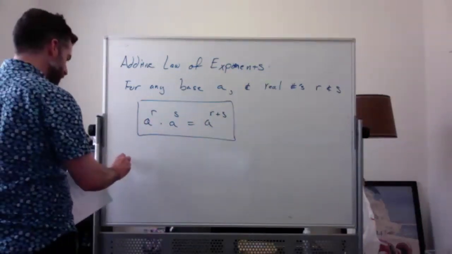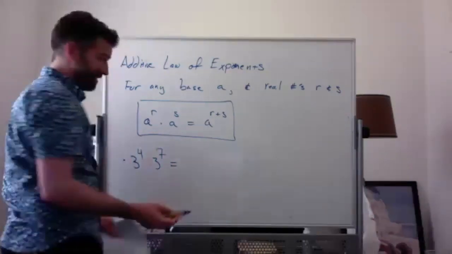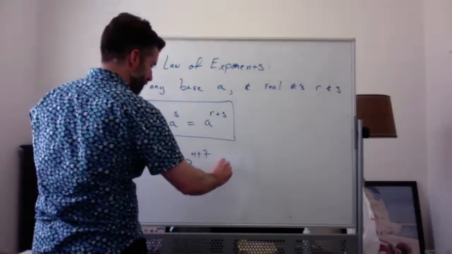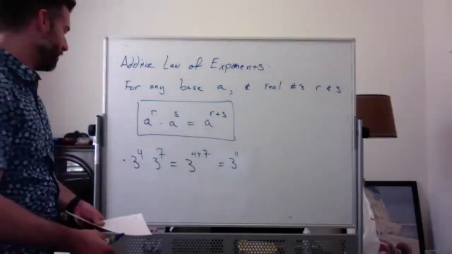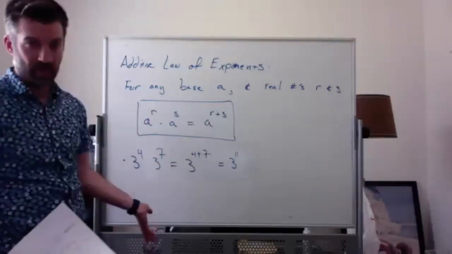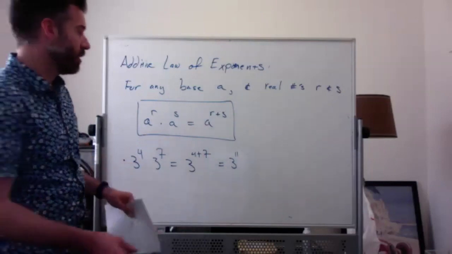For example, you have 3 to the 4th times 3 to the 7th. You're just going to add the powers and get 3 to the 4 plus 7, which is 3 to the 11. I don't want to write out 4 3s multiplied by 7 3s, right? That's a lot of space and time. We're trying to make this as compact as possible just to make our life easier.